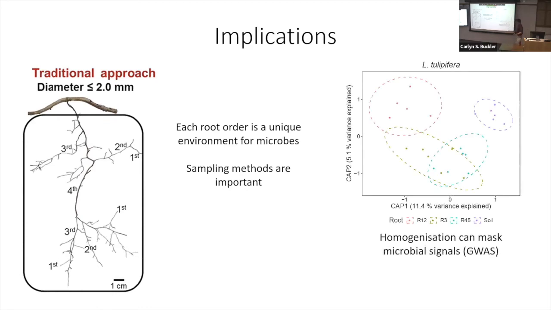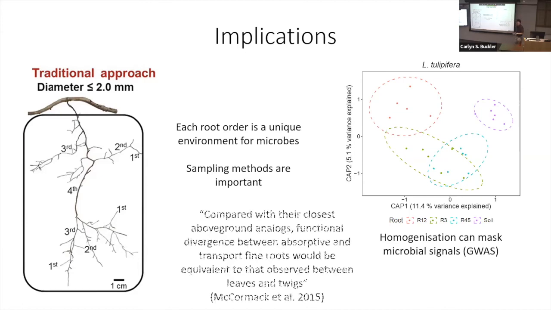I've shown you that the composition and even the functions can change between different root orders or groups of root orders. And so this really highlights how if you homogenize your roots, you can really mask those signals that you're trying to detect. And these days, a lot of people are trying to do what we call genome-wide association studies, where they look at individual SNPs, which is just a change in a nucleotide, to link that to specific bacteria or specific taxa. Now, the problem with that is those could be quite subtle signals. And so if you are homogenizing your roots or not really separating them out properly, you could be masking those very subtle signals. So you could be hiding the things you're trying to detect.